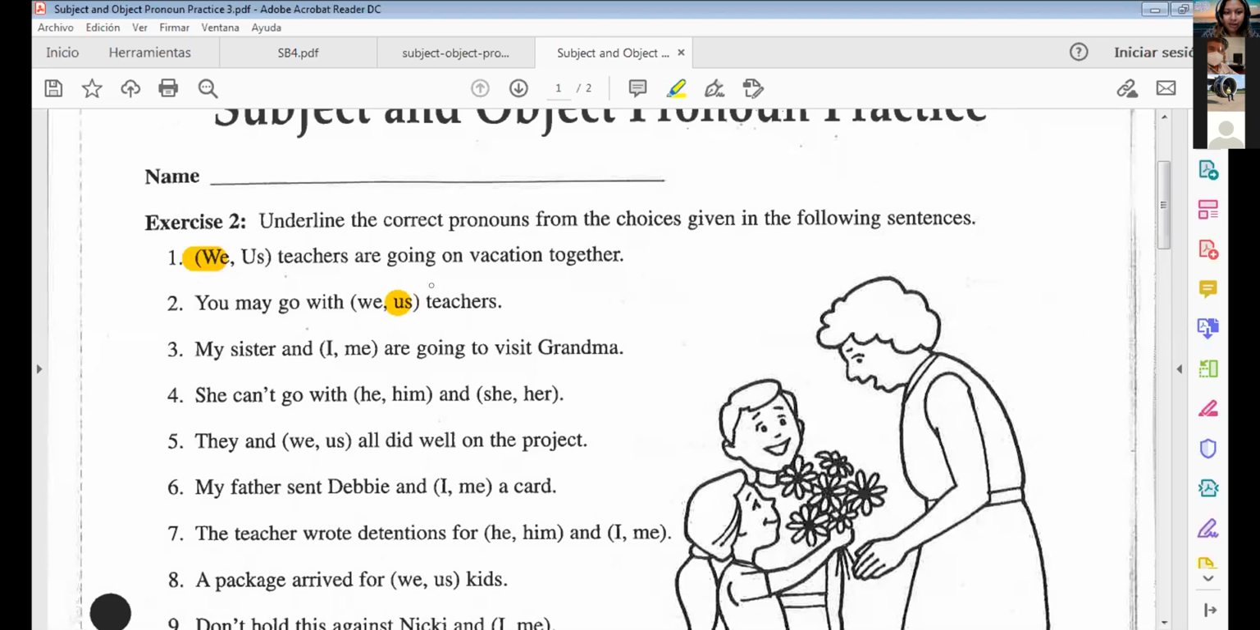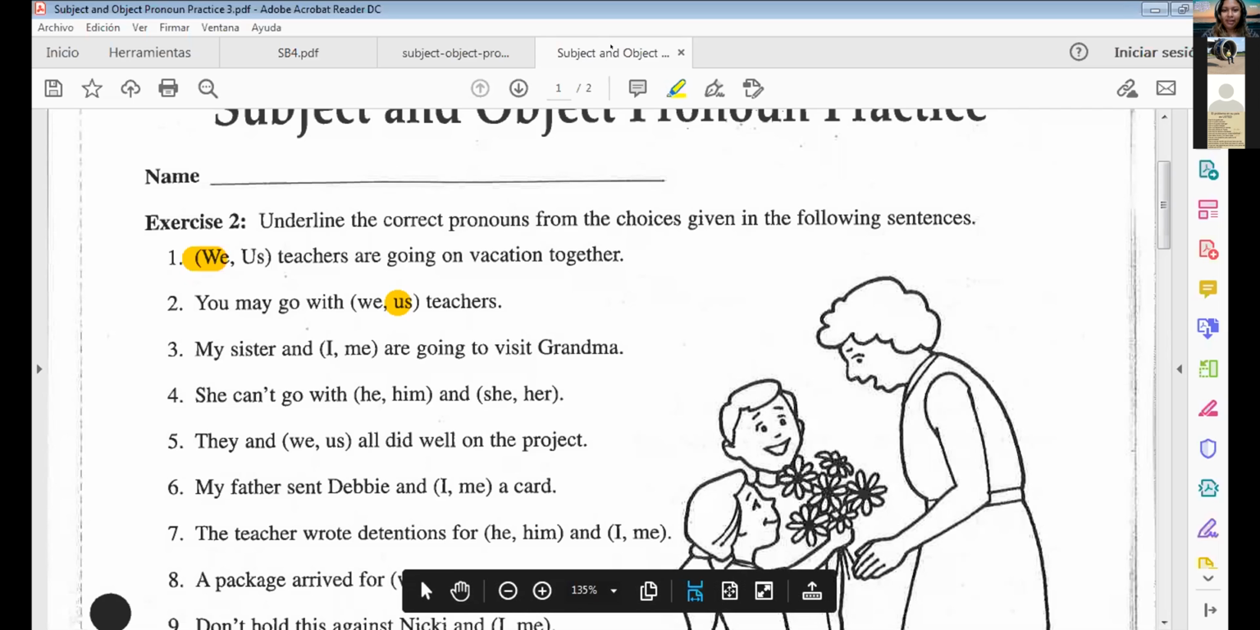Where you see the word teachers, the reference, they are letting you know what or who they are talking about. But when you read the sentence, you say, "We are going on vacation together." It's not necessary to say "we teachers," right? So this is the people you have to think about when you complete the activity. Are you ready? Okay, here we go.